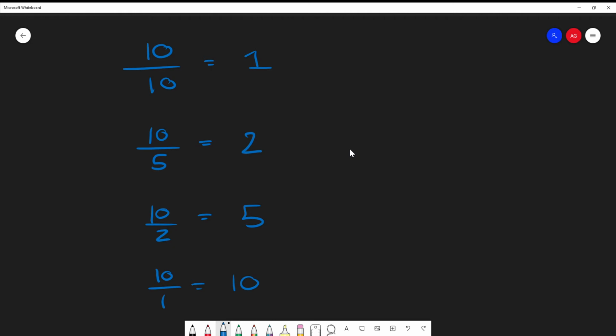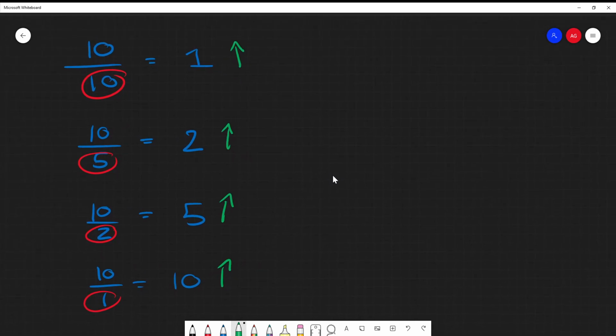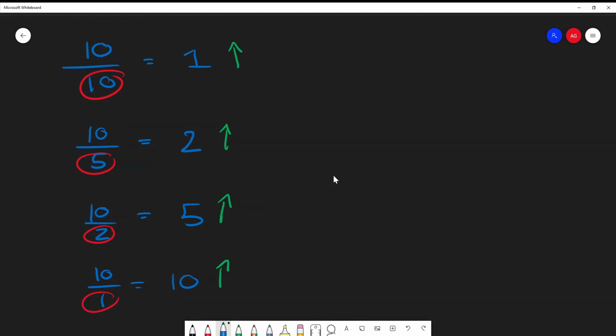If you hadn't noticed the pattern, the smaller our denominator gets, 10, 5, 2, and 1, the larger our quotient gets, 1, 2, 5, and 10. So the smallest non-negative number that we know would be 0. It's the smallest number. It's essentially nothing.